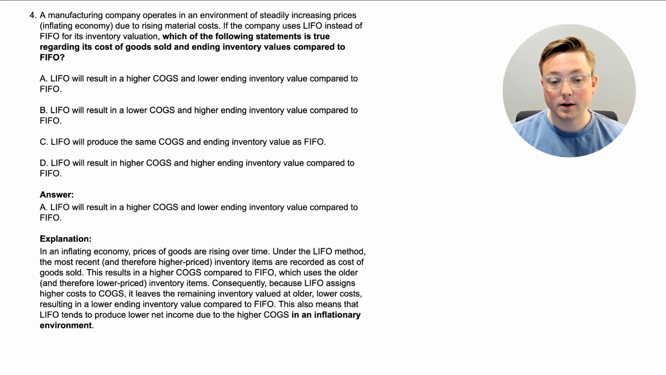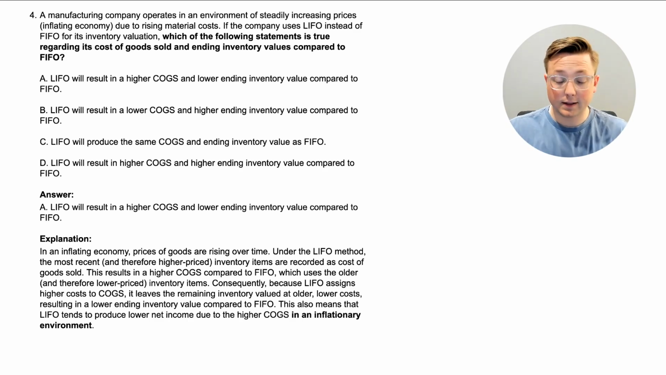Under the LIFO method, the most recent and therefore higher priced inventory items are recorded as cost of goods sold. This results in a higher cost of goods sold compared to FIFO, which uses the older and therefore, in this economy, lower priced inventory items. Consequently, because LIFO assigns higher costs to cost of goods sold, it leaves the remaining inventory value at older, lower costs, resulting in a lower ending inventory value compared to FIFO. This also means that LIFO tends to produce lower net income due to the higher COGS in an inflationary environment.